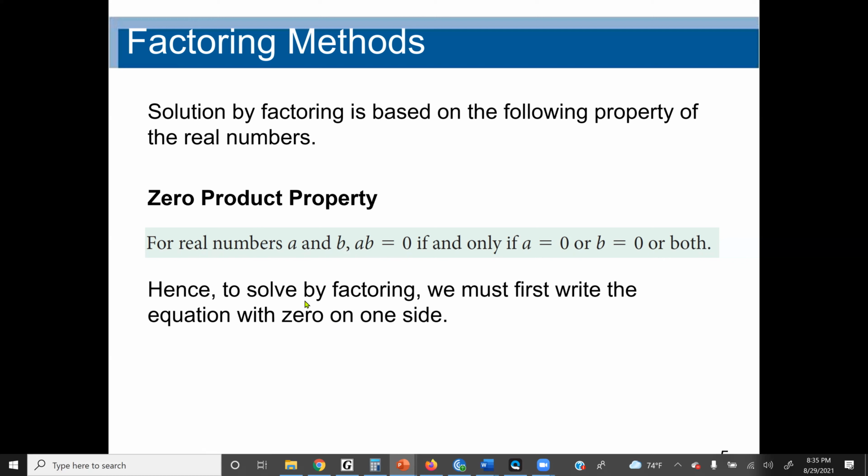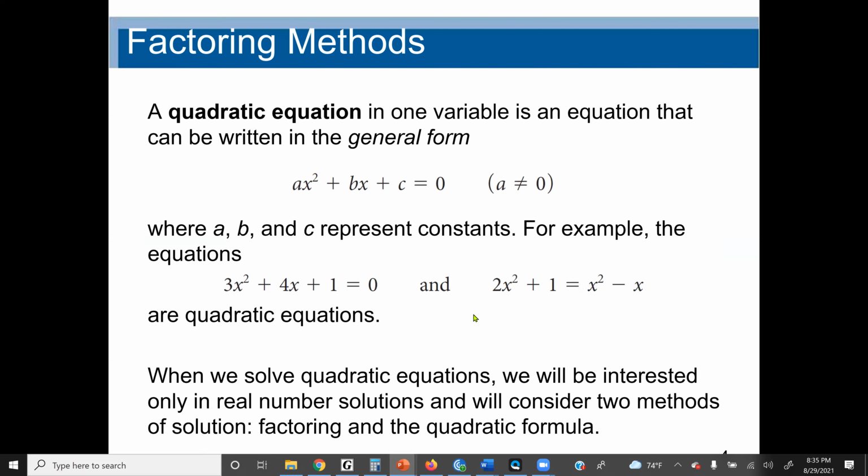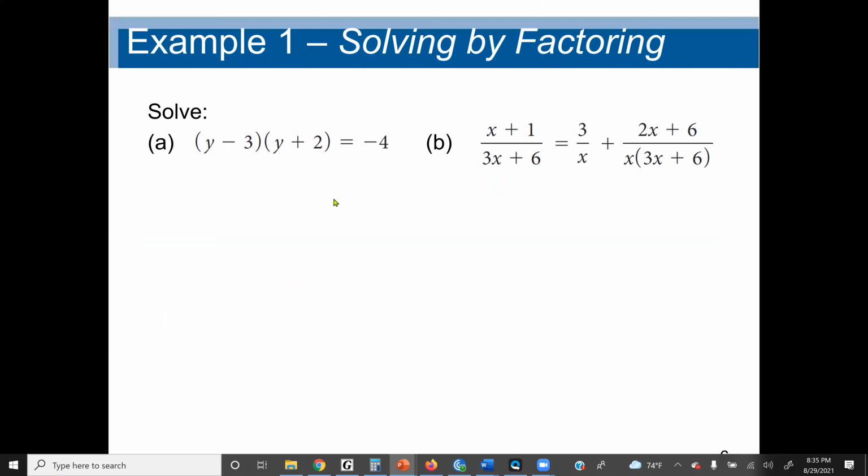Hence, to solve by factoring, we must first write the equation with 0 on one side. As we saw, again, we're going to see examples soon, this form, ax squared plus bx plus c equal to 0. Then we can factor the left side. So let's see an example. Here we are going to solve this quadratic equation using factoring: y minus 3 times y plus 2 equal to -4.